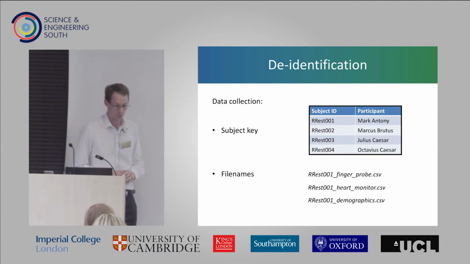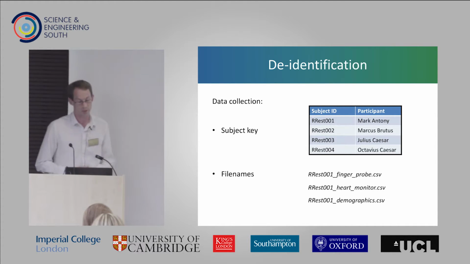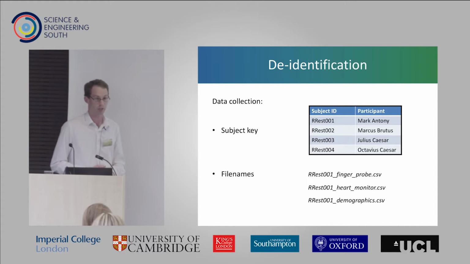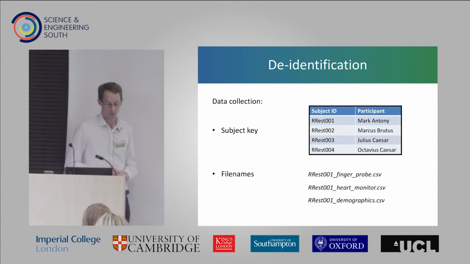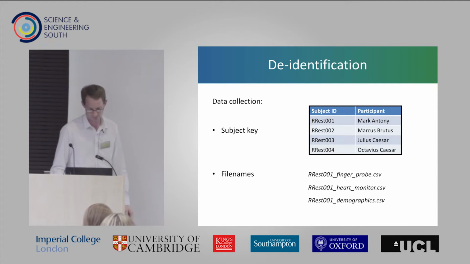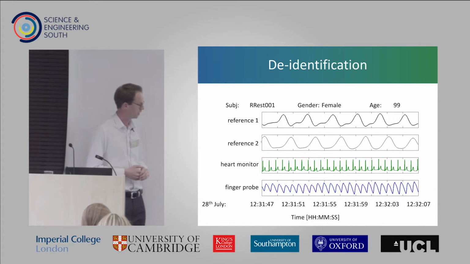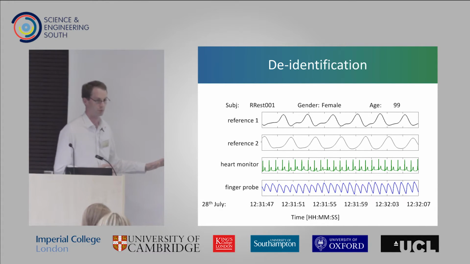So practically, when we're collecting data, firstly we assign a subject ID to each participant, and then in the collected data they're referred to by that subject ID rather than these identifiers. So for instance, these file names here. So having done that, collected the data, here's one example of the data which we collected in our study.